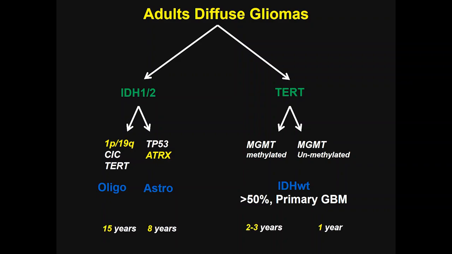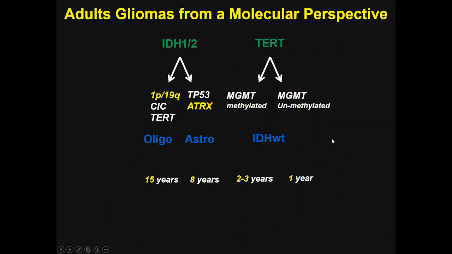And the reason it's important to segregate these tumors based on these genomic markers is because the survival in each group is fairly different. You can see oligodendrogliomas surviving almost 15 years. The median survival for astrocytomas is 7 years. Whereas if you have an IDH wild type glioma, the survival is going to be much less compared to the IDH mutated tumors. And if you have MGMT methylated IDH wild type glioma, they do a little bit better than IDH wild type unmethylated gliomas.